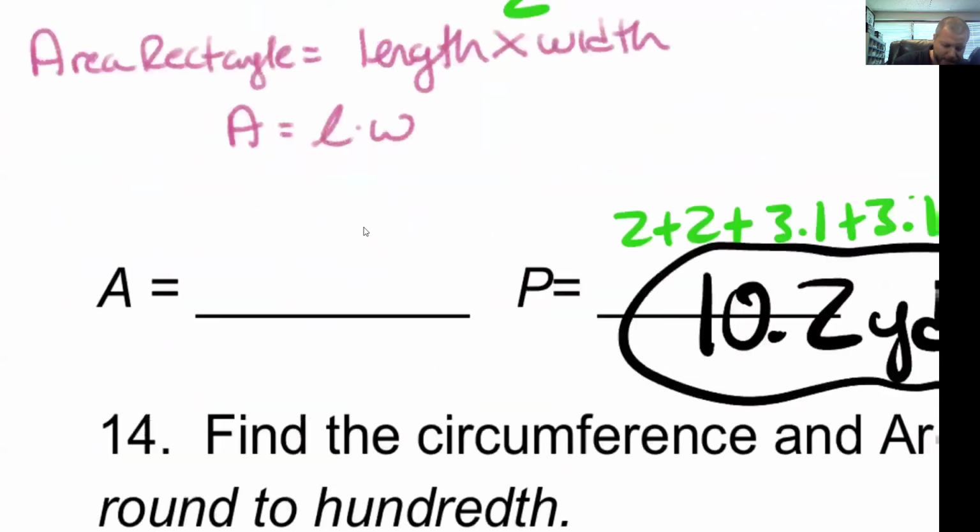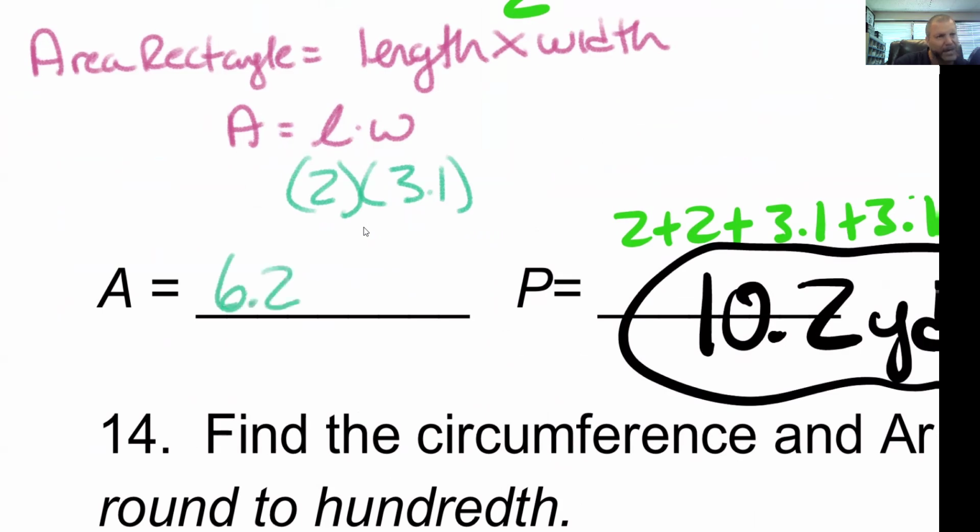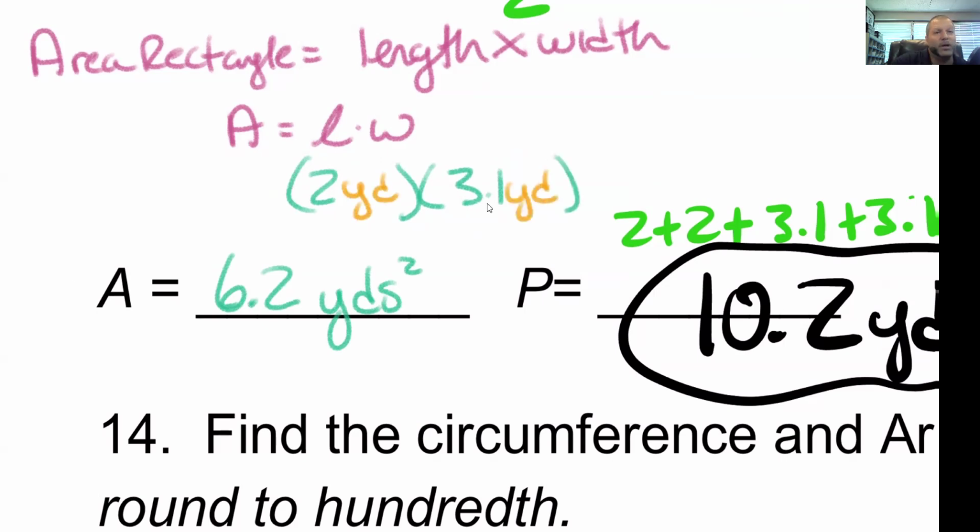All right, so the length doesn't matter if we choose 2 or 3.1. As long as we choose one for length, the other is going to be the width. So 2 times 3.1 is going to be 6.2. Again, we want to keep our units. In this case, it's going to be yards squared because we're working with areas. Just in case you've never seen this before, this is 2 yards and this is 3.1 yards. So 2 times 3.1, that's where the 6.2 comes from. If I have yards and I multiply by yards again, anything times itself is squared. So yard times yard, yards squared.